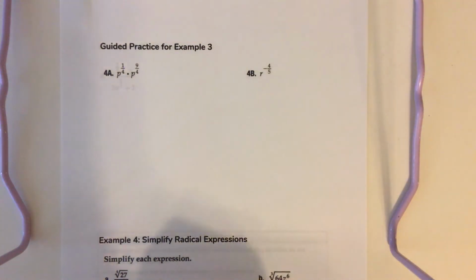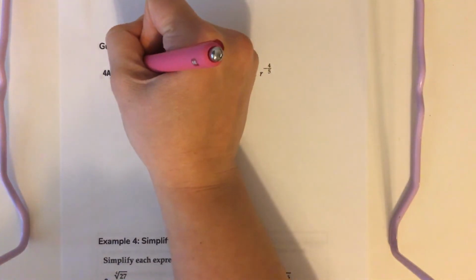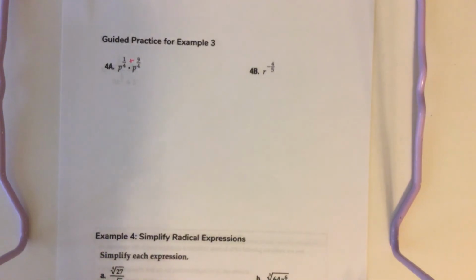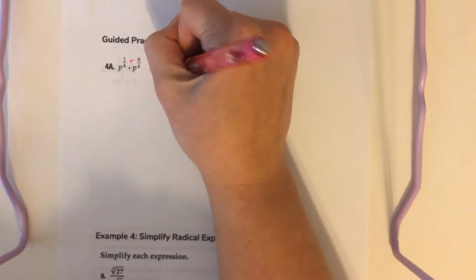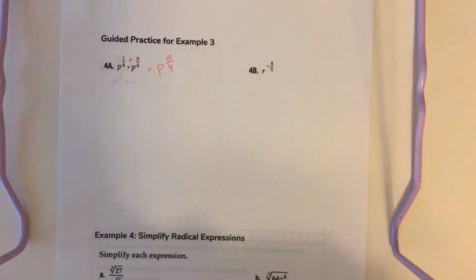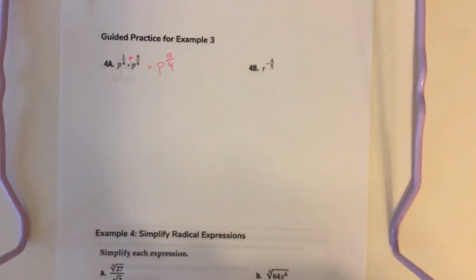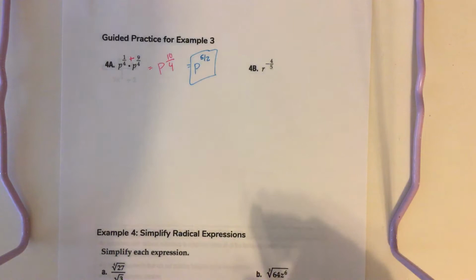Okay, for A, we have the same base here, so we're multiplying, so we can add these exponents together to get p to the 1 plus 9 is 10 over 4. And I do always want to reduce those fractions. 10 over 4, those are both divisible by 2. So this is actually p to the 5 over 2. And that's as simplified as I can make that one.